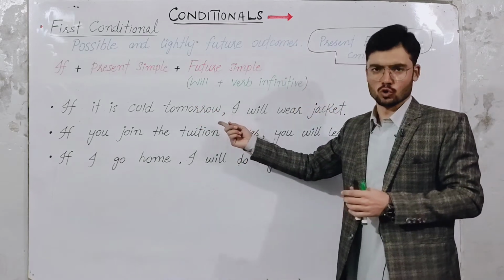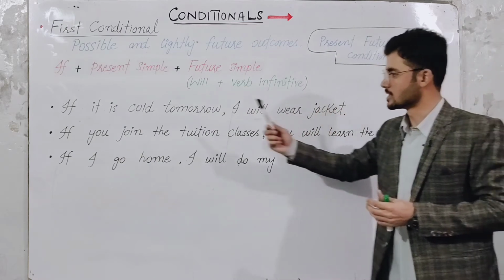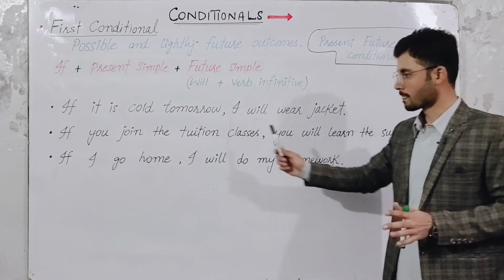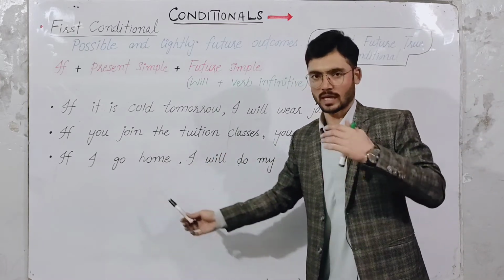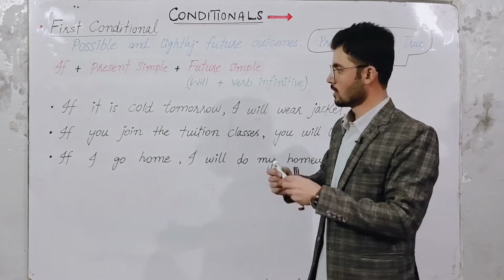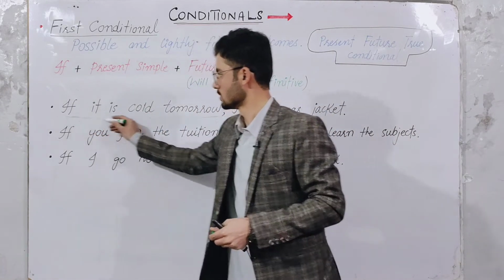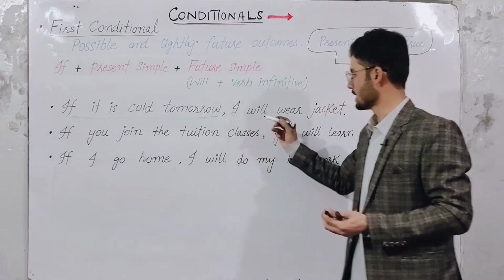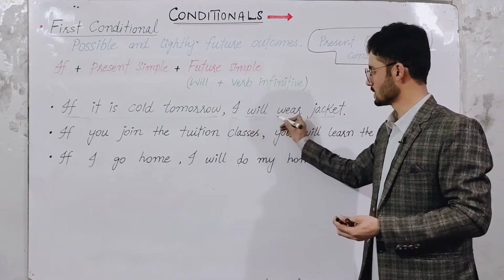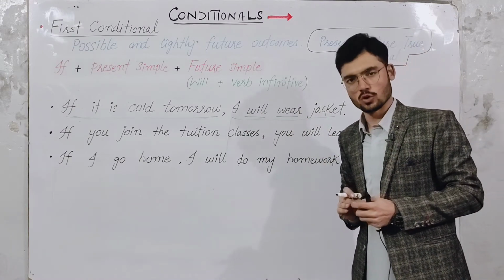There are some examples. If it is cold tomorrow, I will wear a jacket. And if you join tuition classes, you will learn the subjects. If I go home, I will do my homework. This is the if clause, and this is our result clause: will plus the first form, the base form of the verb.